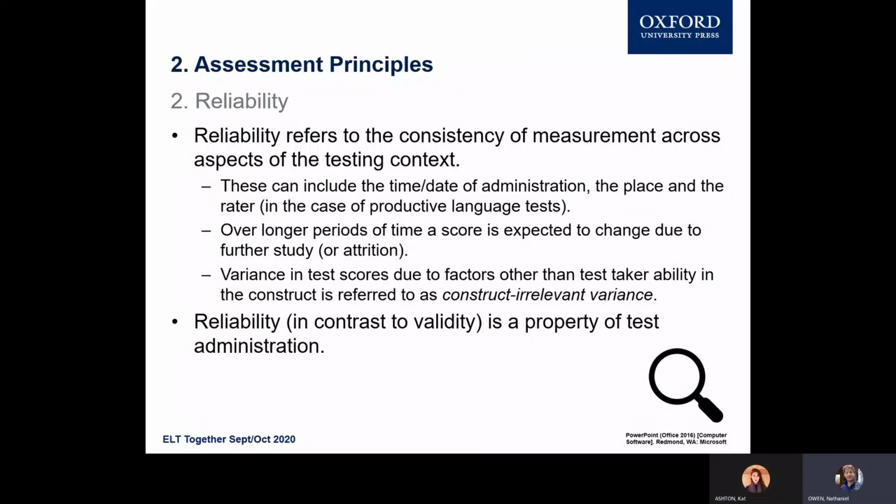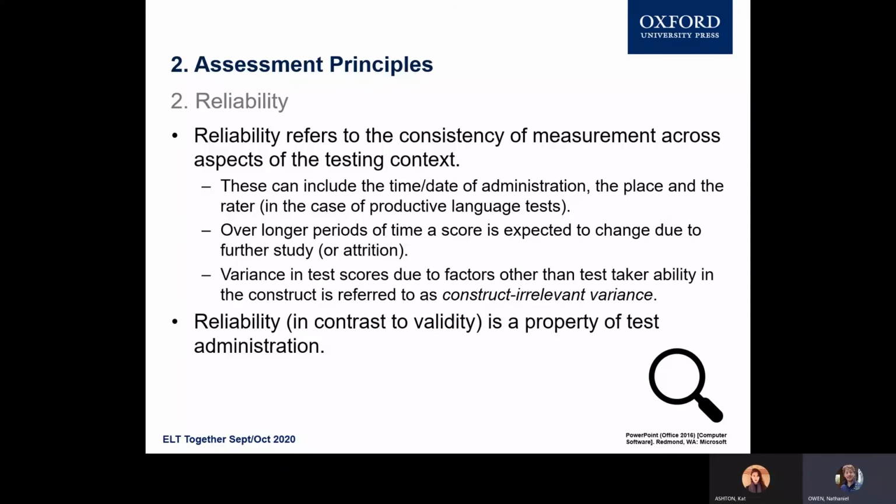And then the second thing that we're talking about is reliability. This is a little bit different to validity in that reliability is numerical data. Okay, and this is the consistency of measurement across aspects of the testing context. So what we want to be able to achieve is if we give a test multiple times, either to different people or to the same people, we want to be clear that the test is consistently giving us useful information across different administrations. And this is what we call reliability.